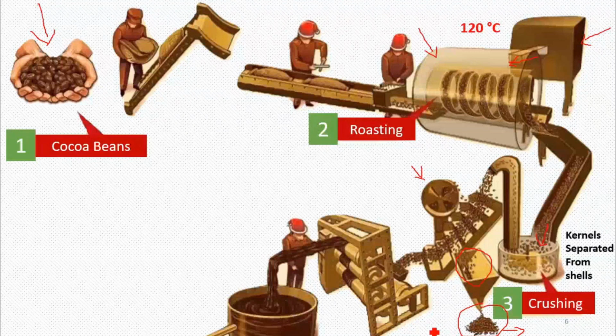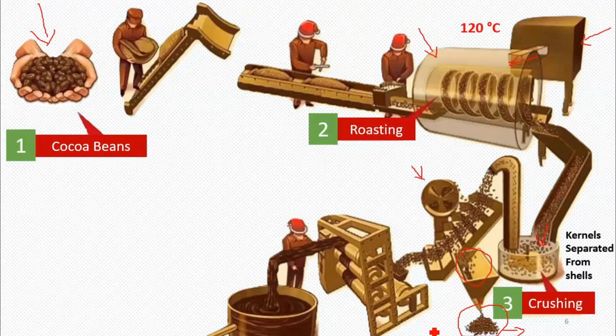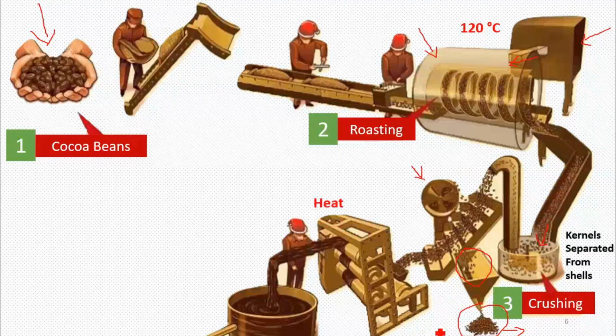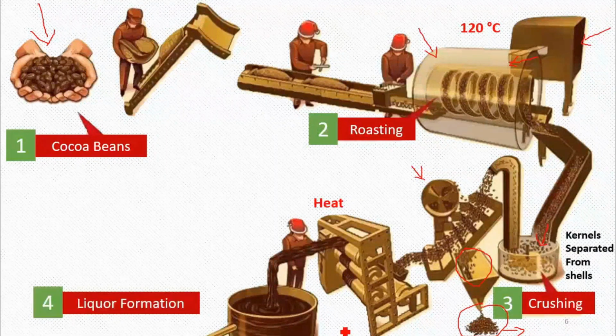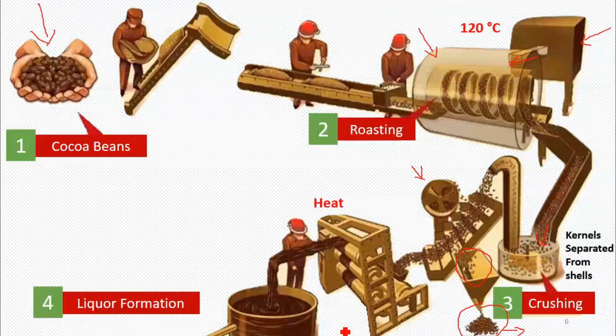You can see these are the rollers. The solid kernels move between these rollers, and as the rollers are rolling, they will generate heat. Due to that particular heat, these kernels would eventually melt, and they will be converted into liquor or liquid form, and this step is known as liquor formation, as you can see on the screen.